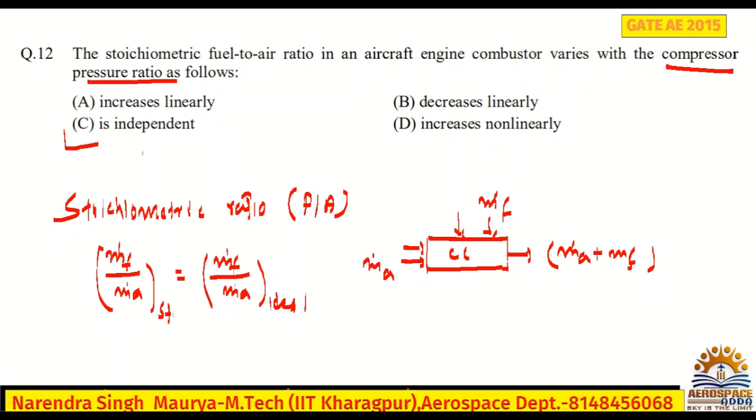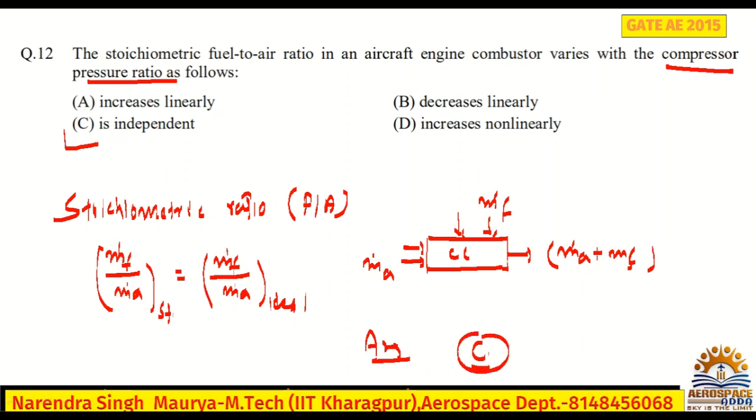This is the mixing of the fuel and air. The amount you are going to use for proper combustion, the amount you take for the fuel and for the air, that ratio will be called the stoichiometric ratio. That's the reason I told you this ratio is also called the ideal fuel to air ratio. So that will not depend on the compressor ratio. Okay, so what is your correct answer? I must say the answer is nothing but C.